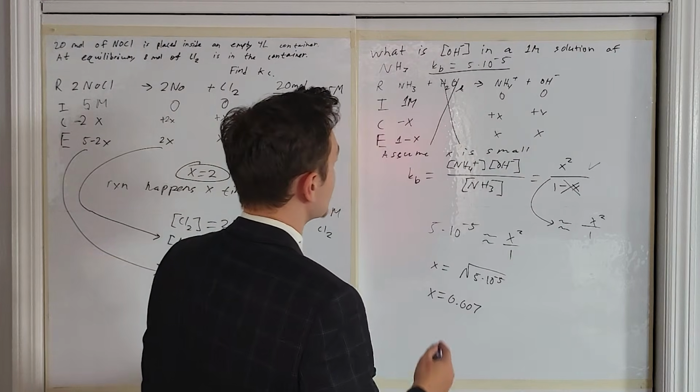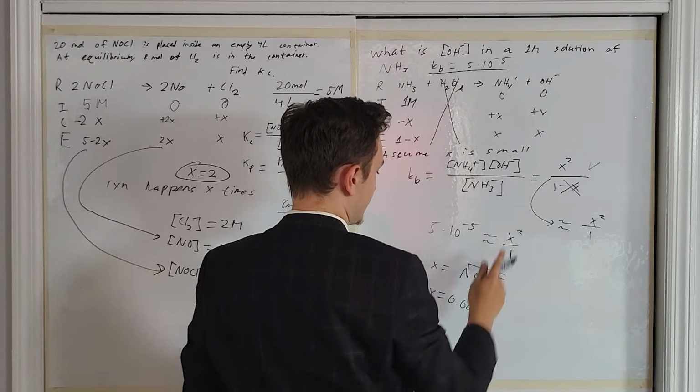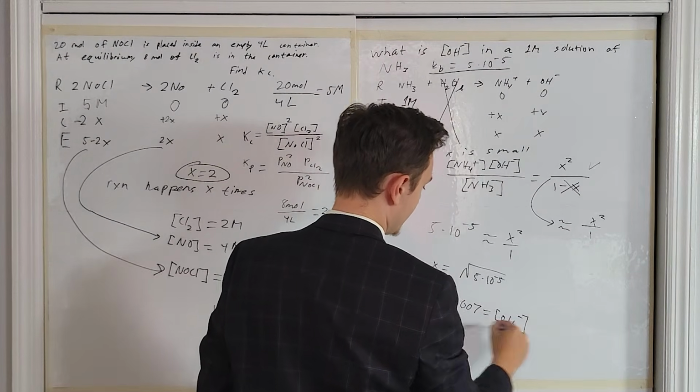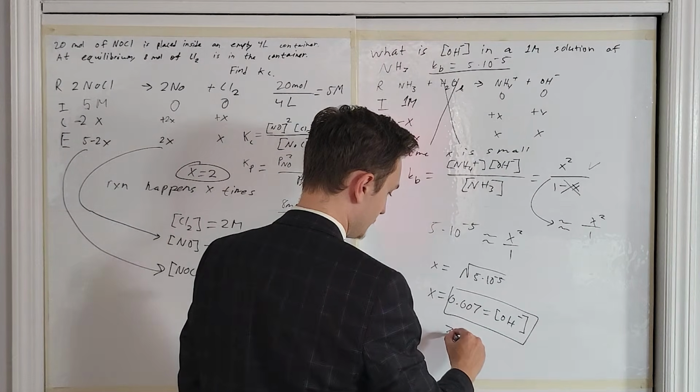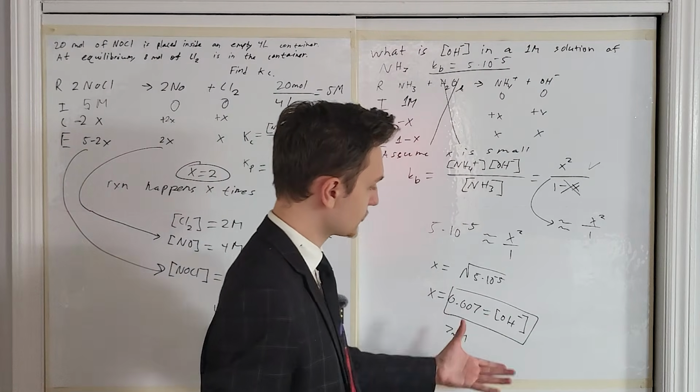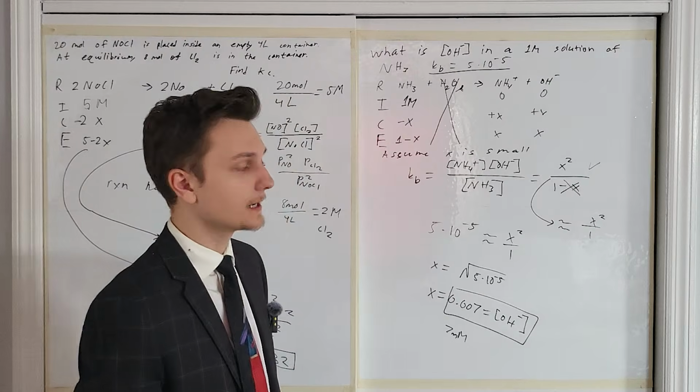Okay? The concentration of OH minus is x, so this is the concentration of OH minus. And now I am done. It is 7 millimolar. That is how I find concentrations given an equilibrium constant.